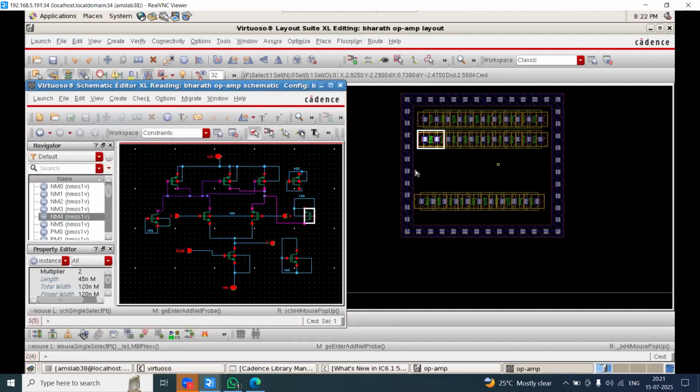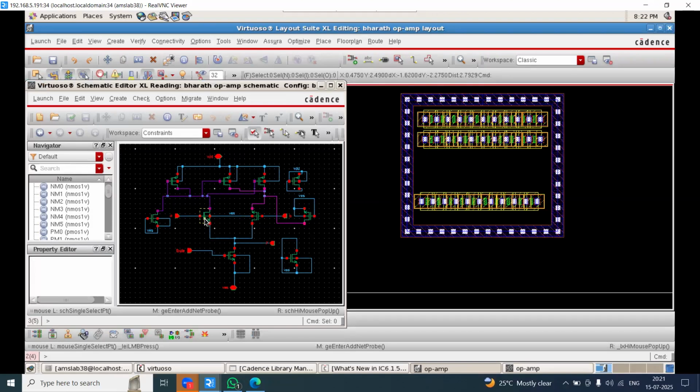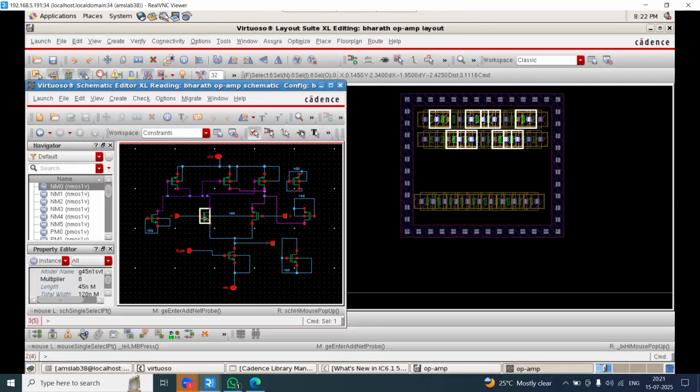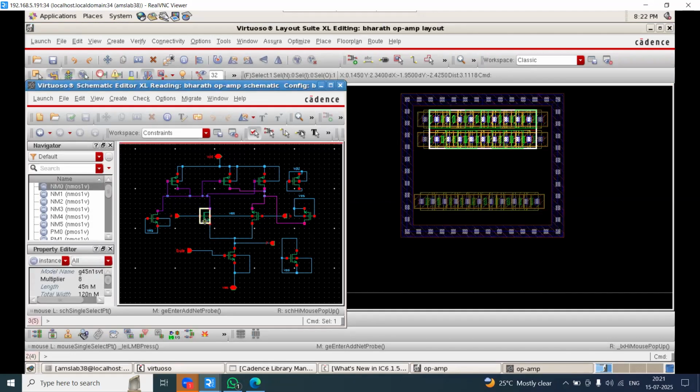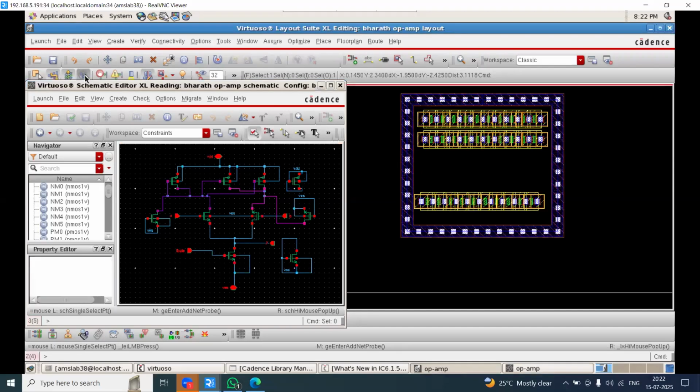One more thing, if we make it a transparent group, then the devices inside that group will be selectable. Clear? Or else it will select the complete one. Now I am deselecting this one just to see. When I was selecting, it was selecting the complete devices because it was already in a group. So it will select the entire group, not one device. In order to make individual devices selectable, we click on transparent group and just click on the particular device which you want to select.